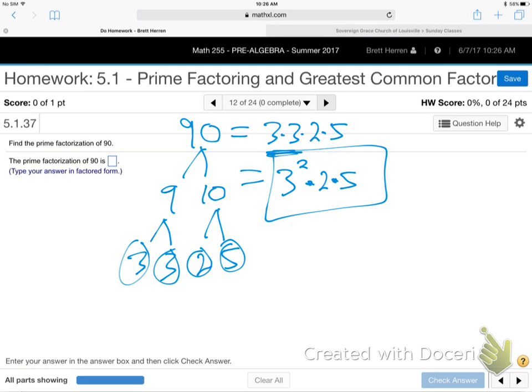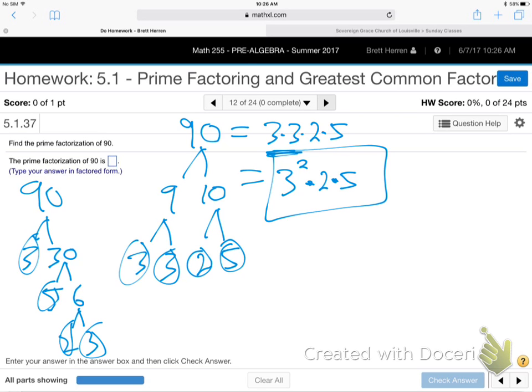Is that good so far? See how we did that? If you broke it down some other way, you'd get the same answer. Like if I went over here and said, well, I'm going to do, I don't know what, 3 times 30. That's okay, just keep going. 5 times 6, right? 6 is 2 times 3. What do we get? 2, 3, 5, 2 threes, a 2 and a 5. See, same answer. It doesn't matter how you break down the 90. If you keep going until you get to the primes, you're going to get the same exact primes. 2 threes, a 2 and a 5.